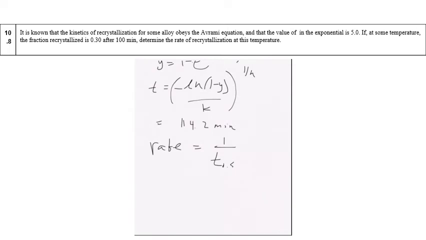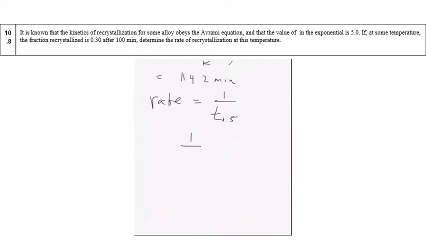Then we can find the rate of reaction with Avrami's transformation rate equation. The rate of reaction is 8.76 times 10 to the negative 3 minutes to the power of negative 1.